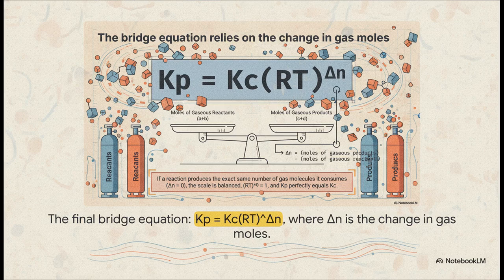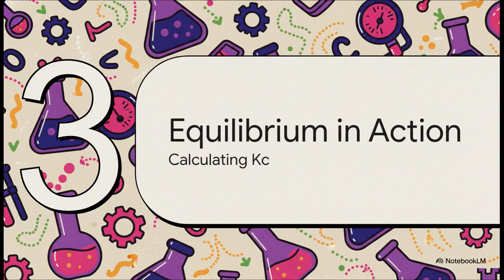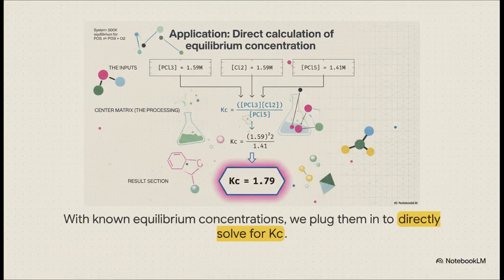If the number of gas molecules doesn't change, then delta N is 0, and Kp is exactly the same as Kc's. Okay. So we've got the theory, we've got the equations. Now it's time to see how this stuff actually works in practice. Let's get our hands dirty and solve a few problems. Let's start with an easy one.